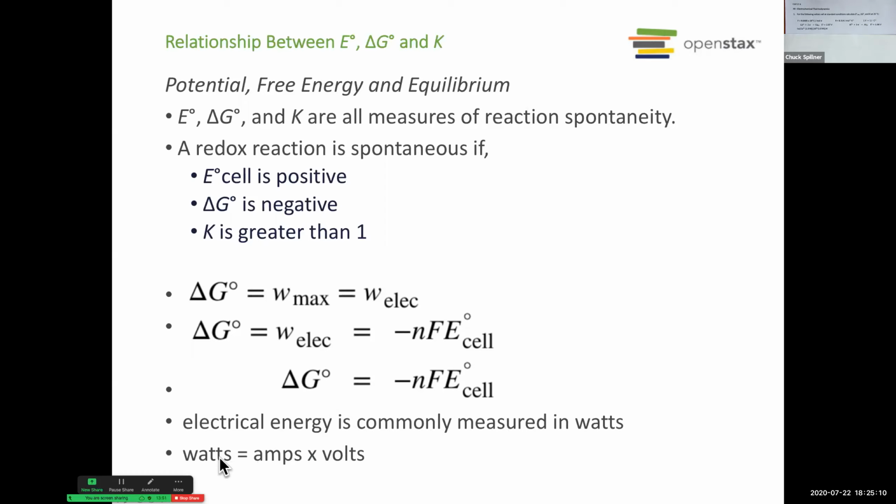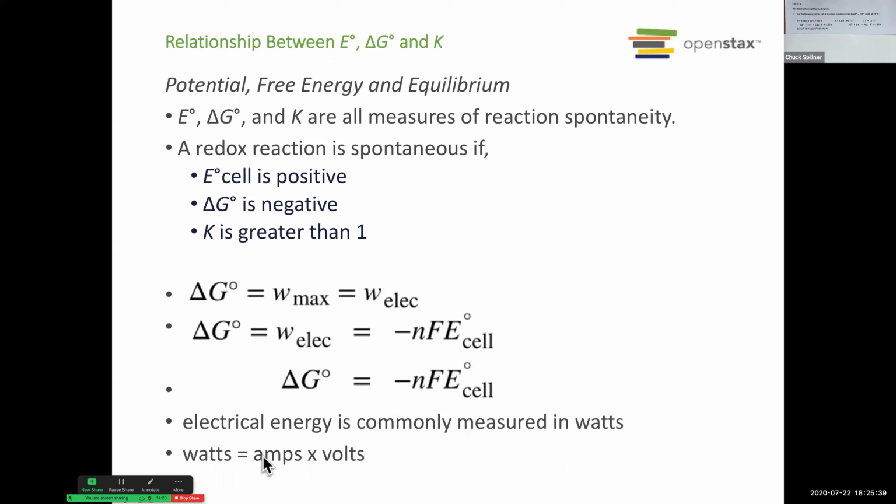watts equals amps, that's current, that's the flow of electrons, that's the nF part of this equation, and the volts are the cell potential. So you might be familiar with this equation. This is what electricians use, and if you take physics and study electricity, you probably use this: watts equals amps times volts. We're not going to use this in this class. All of our energy calculations will be in joules.